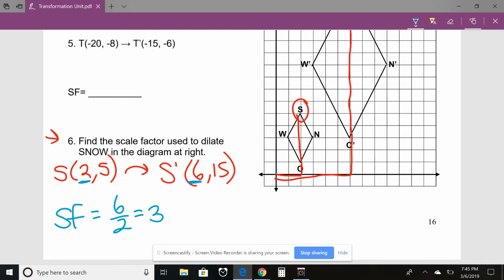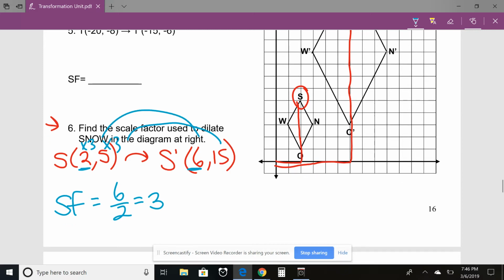And think about it: 2 times 3 is 6, and 5 times 3 is 15. So basically you're figuring out what you have to multiply the original coordinates by to get the prime coordinates. Or you can just take the prime coordinates and divide them by the original coordinates. The prime numbers divided by the original numbers.